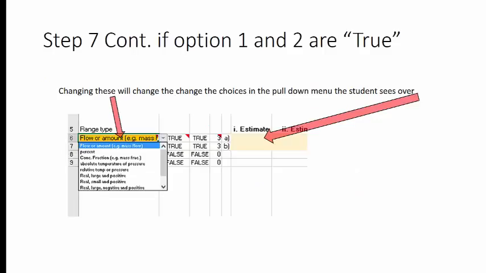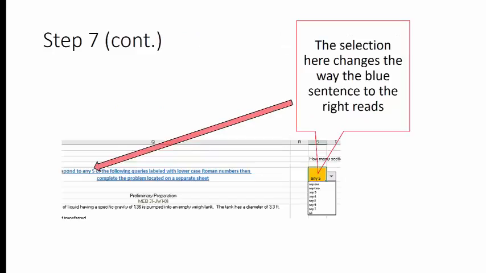On the estimation part, if you chose to include that, you'll basically set the range for the order of magnitude estimates for their drop-down menu. You can also change how many they have to answer, whether they can answer any 1, any 2, all the way to all.